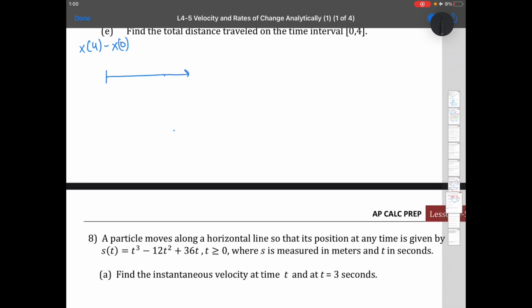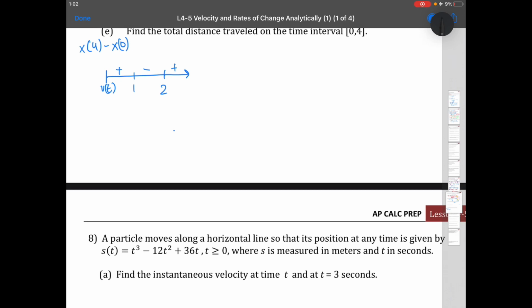So let's look at our velocity number line. We know we changed direction at 1 and 2. From 0 to 1 it was positive, then negative, and then positive. So this is where we change direction. We are going to do 3 displacements and then add them up.